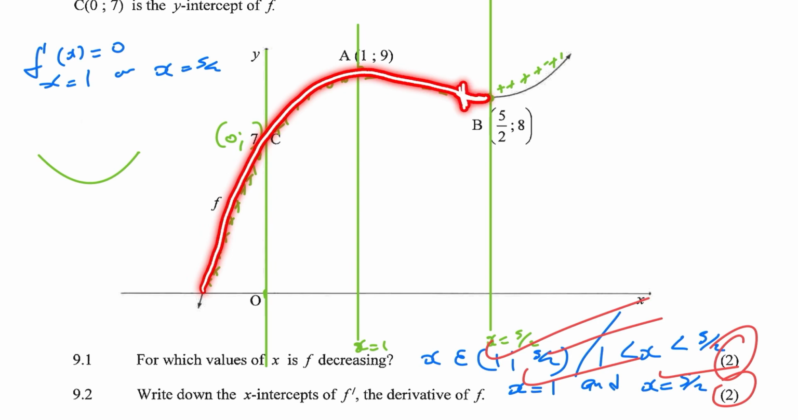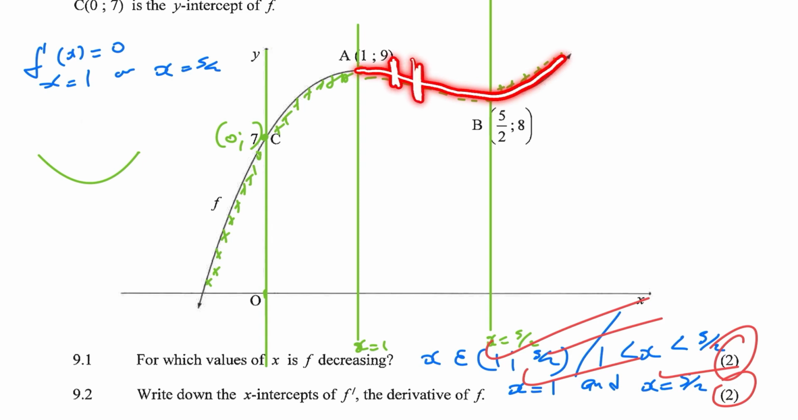Maybe till somewhere here, it's concave down. Make sense? However, I think this is concave down and it starts to be concave up. So from here, you can safely say this is concave up. Make sense? So what is this value here?